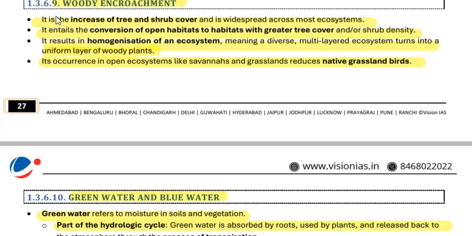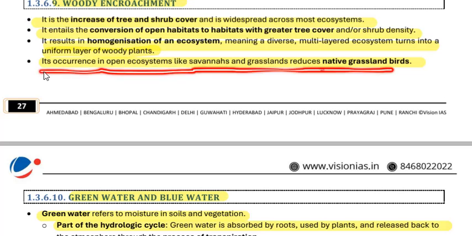Next is woody encroachment. What is woody encroachment? This is encroachment by wood. It is the increase of tree and shrub cover and its spread across most ecosystems. It entails the conversion of open habitats to habitats with greater tree cover or shrub density. Means excess of everything is bad. If there is more wood, then also it will create problems. It results in homogenization of an ecosystem, meaning a diverse multi-layer ecosystem turns into a uniform layer of woody plants. Its occurrence in open ecosystems like savanna and grassland reduces the native grassland biota.